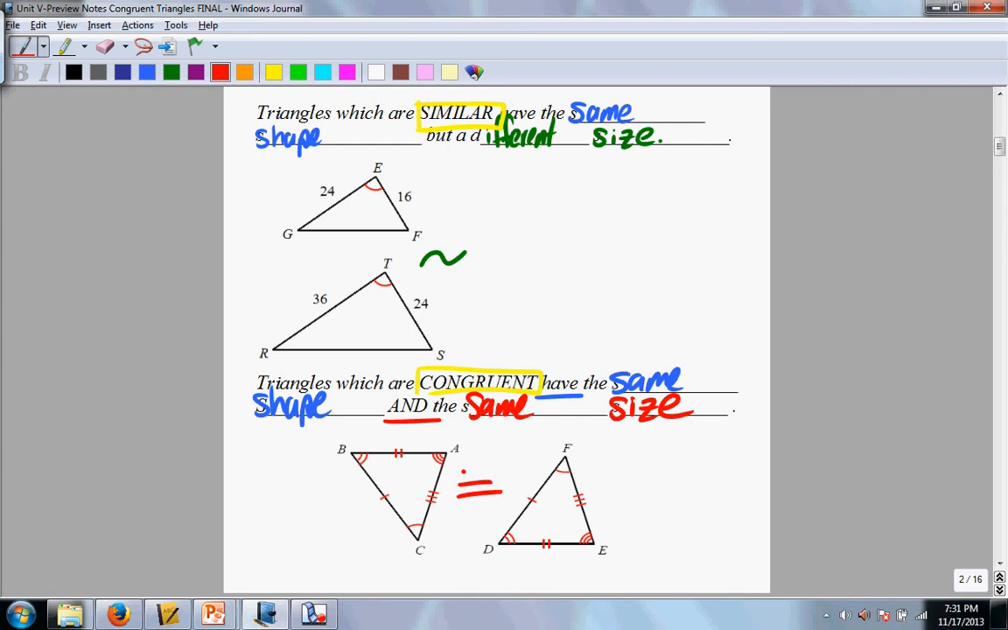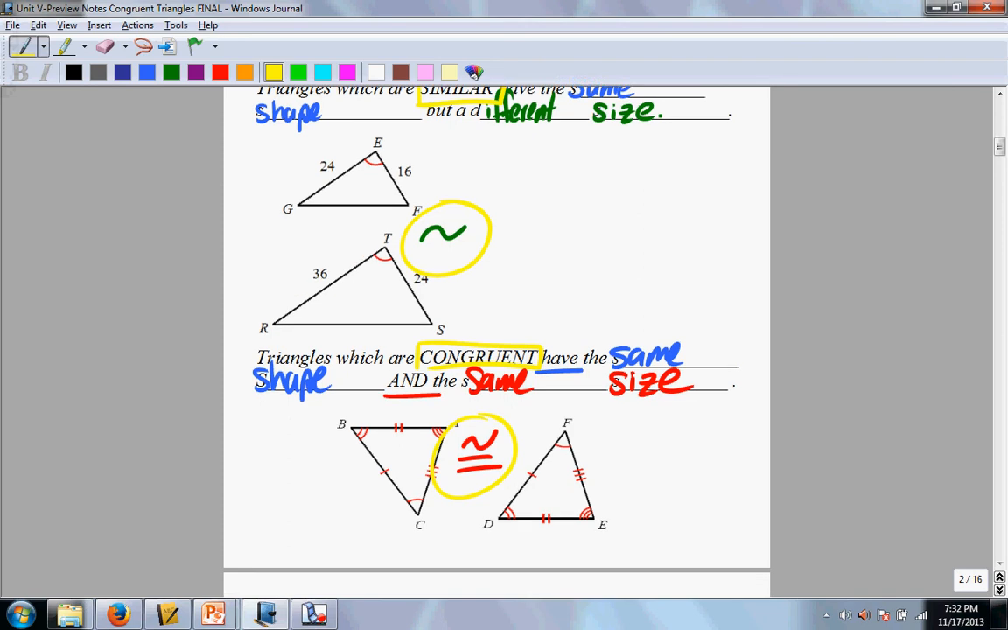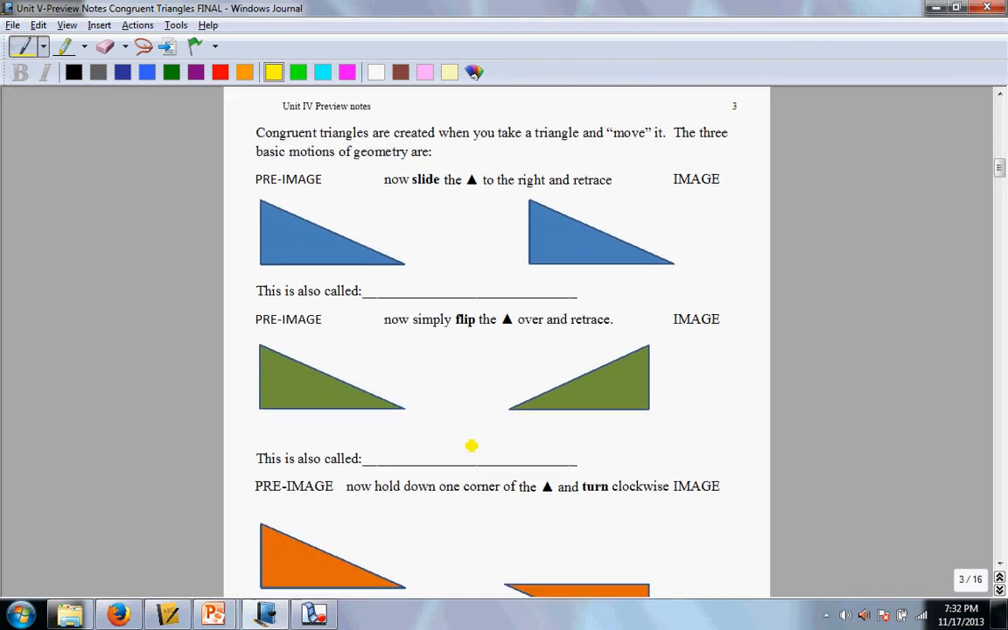The symbol we use here is a congruent symbol, not a similarity symbol. Make note of the difference. That's a similarity, same shape, different size. That's congruent, same shape, same size. So the rest of the lesson is going to be about congruent triangles.